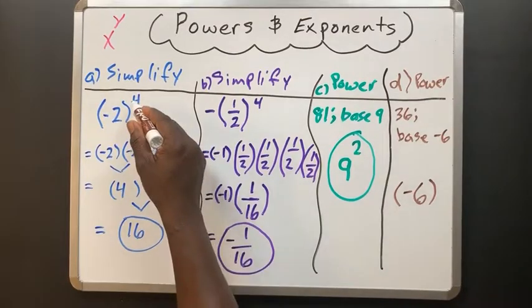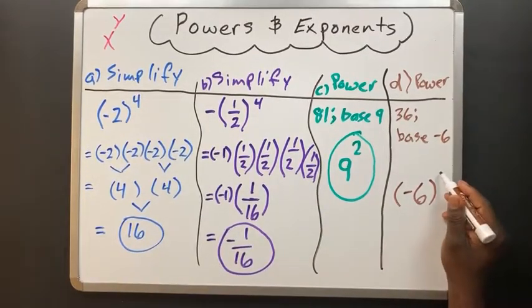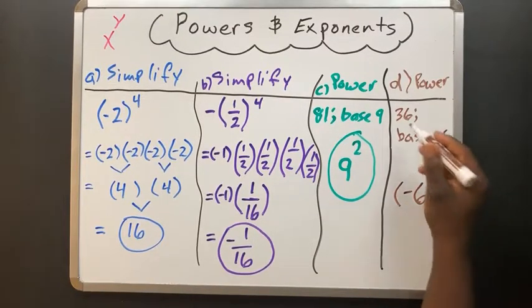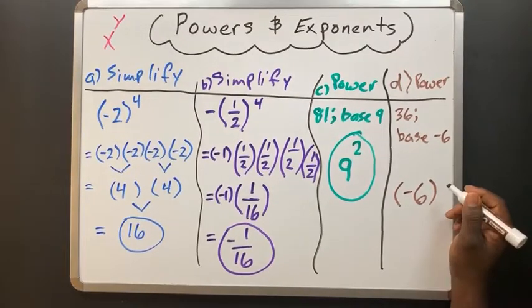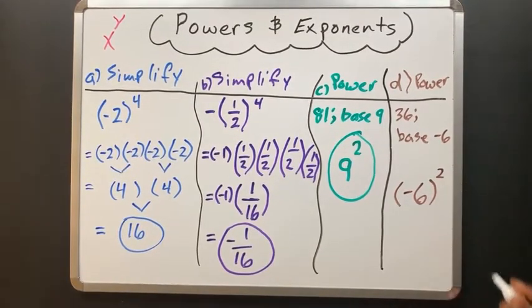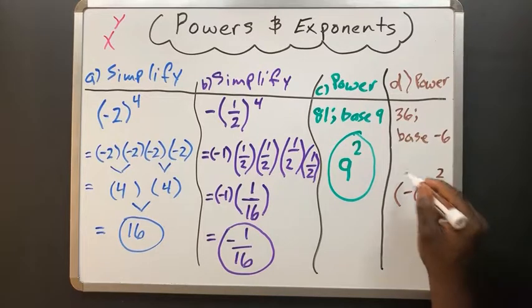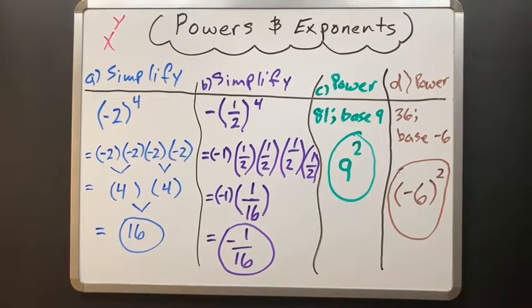We know the exponent that went here was 4, so the answer was 16. So how many times do I need to multiply -6 by itself to get 36? That's what this is really saying. Right, it's 2. Why? Because a -6 times a -6, a negative times a negative is a positive, and that gives you 36. And that is your final answer.